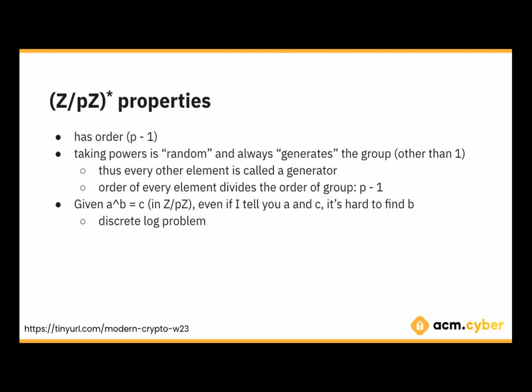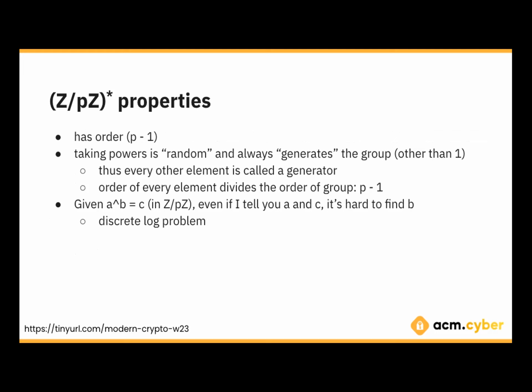Okay, some other properties of this group is that it has order p minus one. So remember, this group's order is like the size of the set. This is a little bit self-explanatory. If you have 1, 2, 3, all the way up to p minus one, then there's p minus one elements. And then taking powers is random and always generates the group.